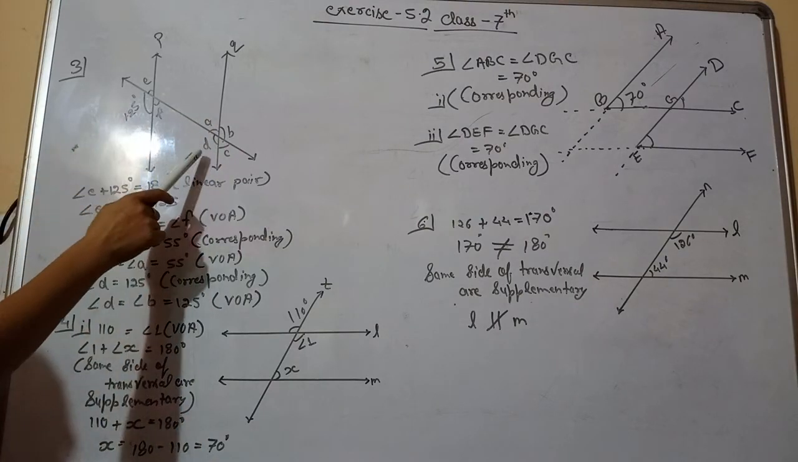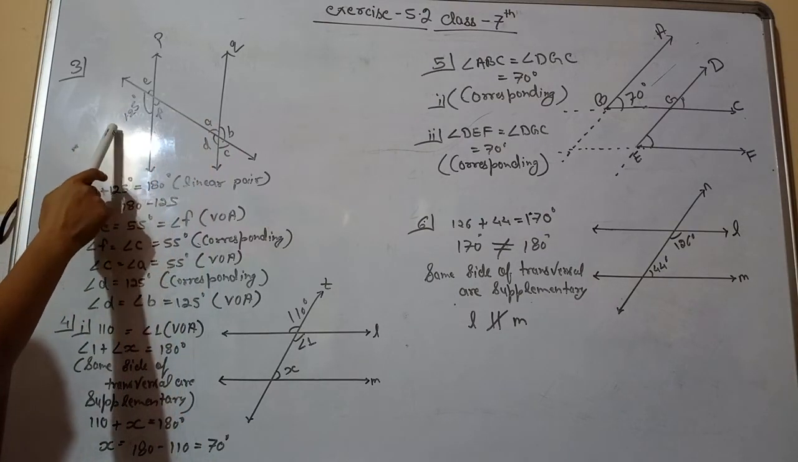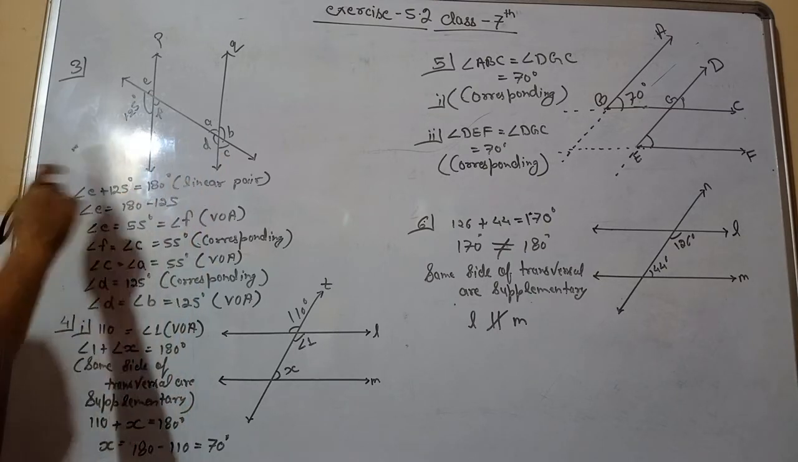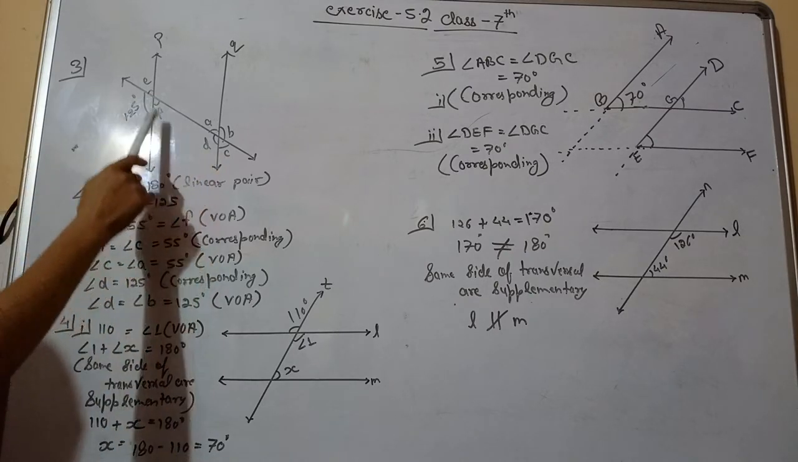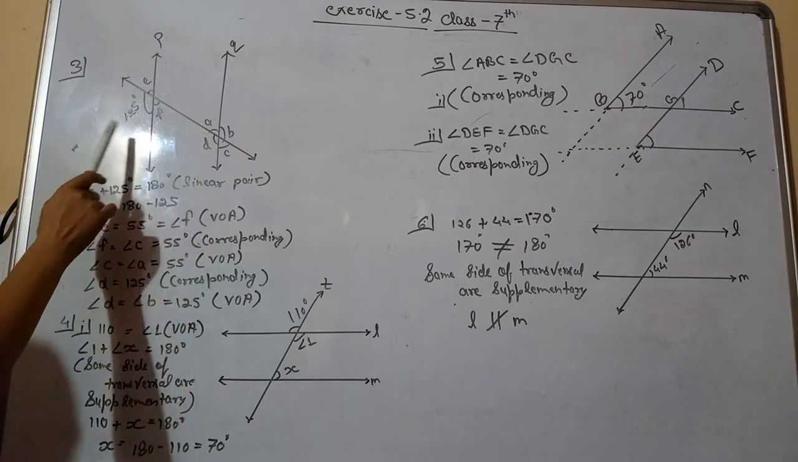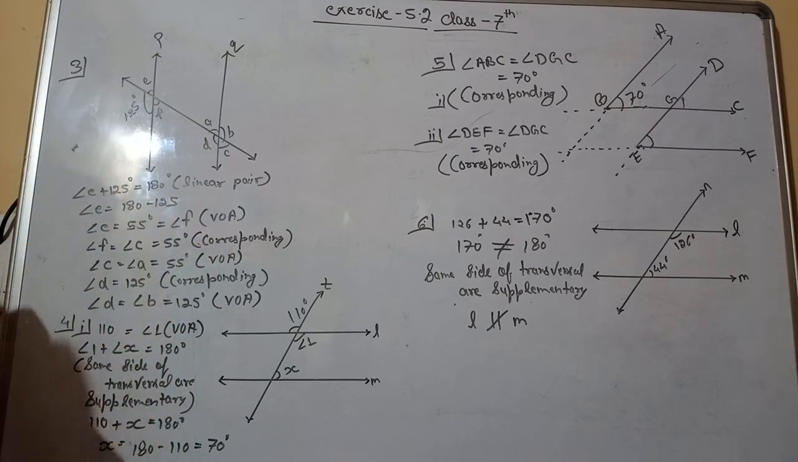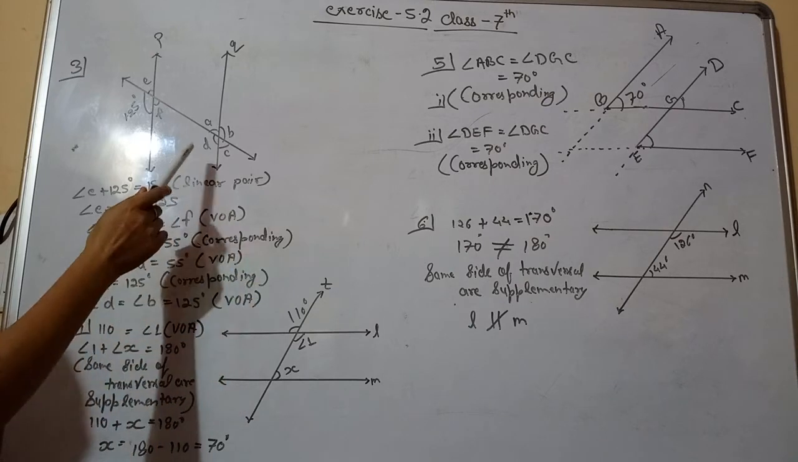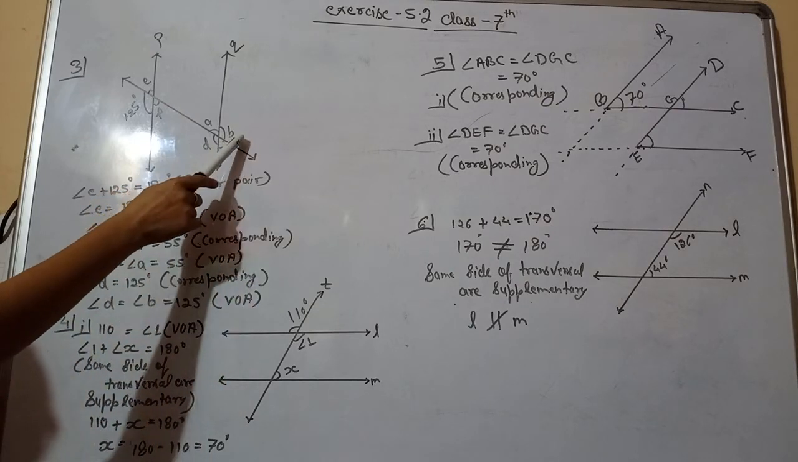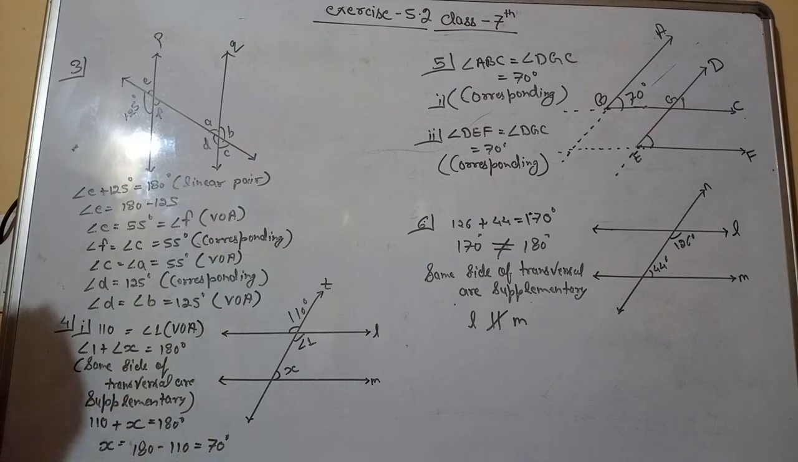Now what about angle D? This is upside, this is upside. Or we can say this is left side, this is left side, this is downside, this is downside. So 125 is equal to D by corresponding angle property. If D is 125, by vertically opposite angles, B is also 125.